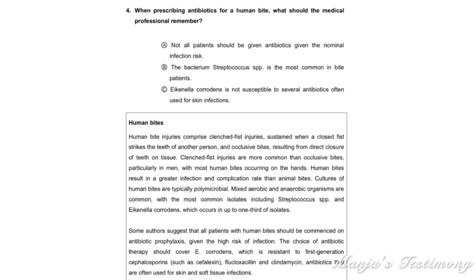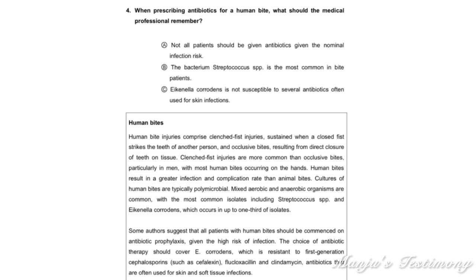So the next option is that the bacterium Streptococcus species is the most common in the patients. Let's read any sentences for Streptococcus. It is here. With most human bites occurring on the hands, human bites result in greater infection complications. Cultures of human bites are typically polymicrobial. Polymicrobial means multiple organisms, multiple bacteria, are there. Mixed aerobic and anaerobic organisms are common, with the most common isolates including Streptococcus species and Eikenella corrodens, which occurs in up to 1/3 of isolates.